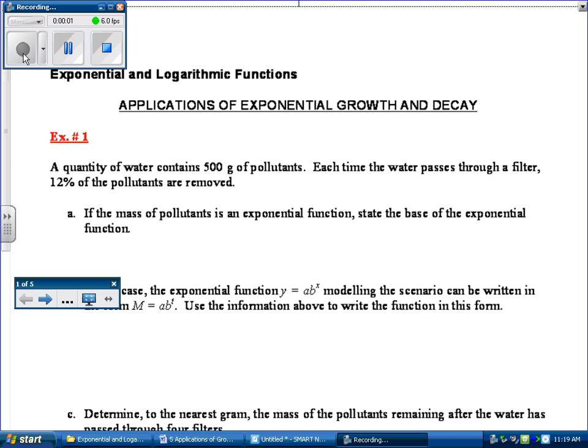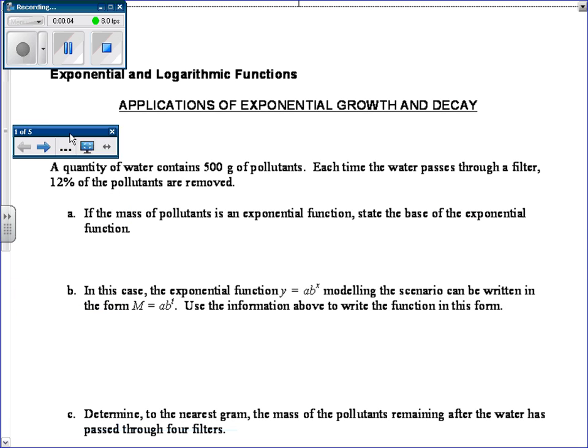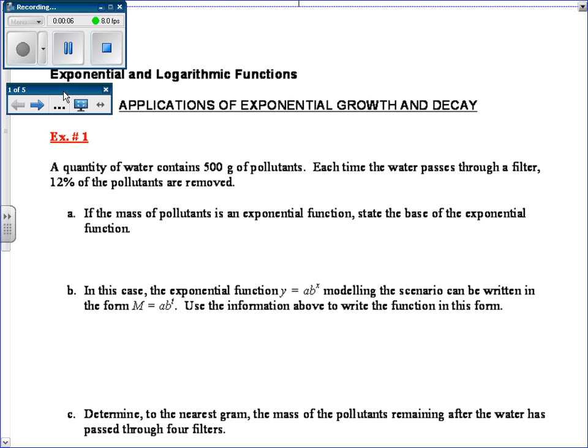Okay, good morning. Today we're going to talk about applications of exponential growth and decay. I just want to remind you, an exponential function has the form y is equal to a times b to the power of x, where a is a coefficient that indicates your y-intercept, and b is the base. When we have an exponential growth function, b will be greater than 1. When we have an exponential decay function, then b will be less than 1 but greater than 0. So it'll be a fraction or a decimal.